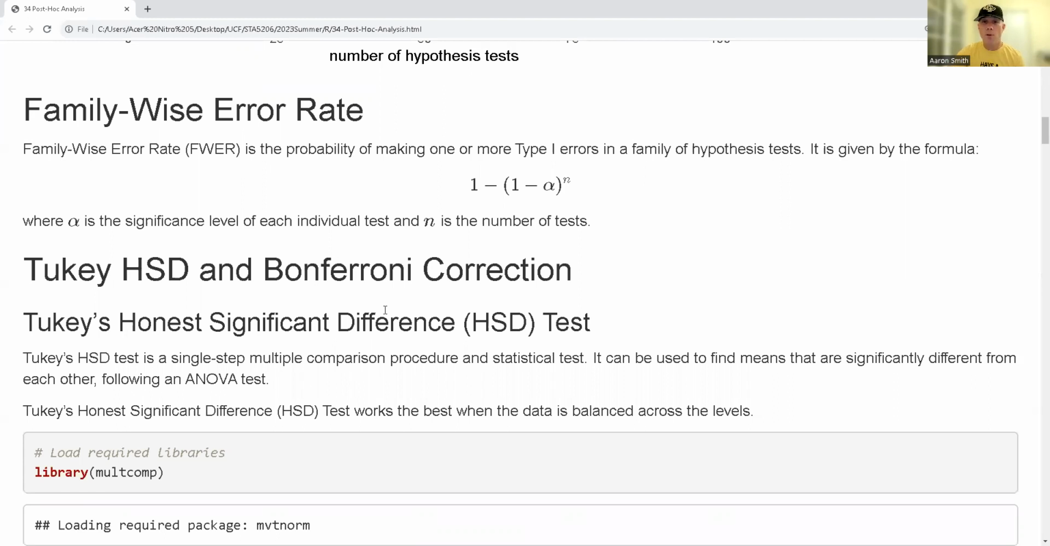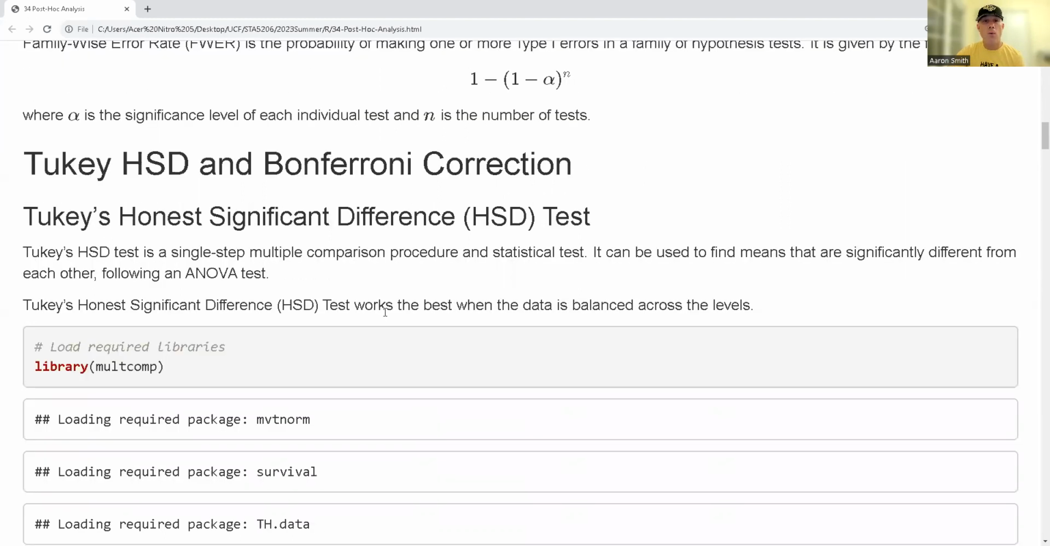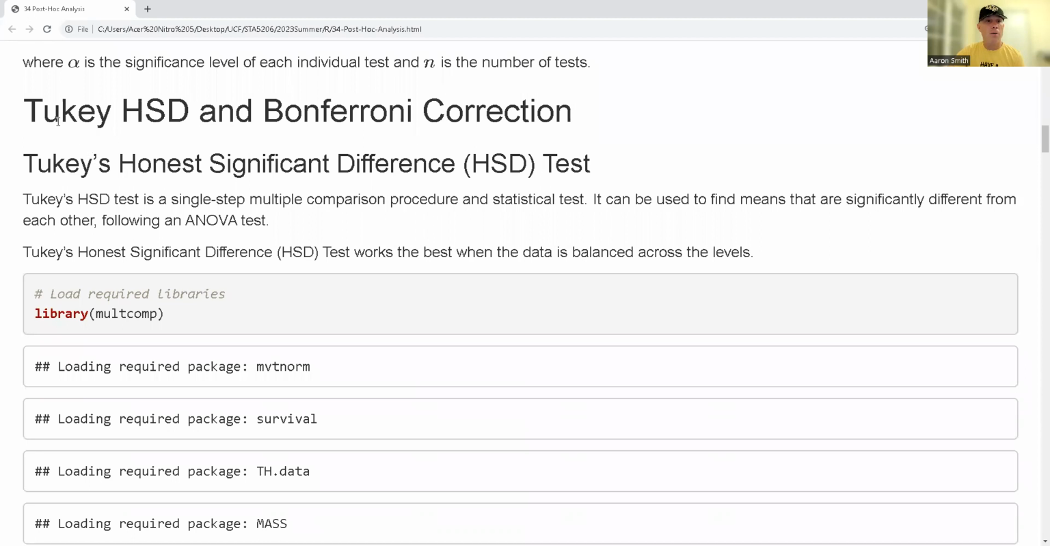All right, so we have a couple of different corrections. The two that are most common are Tukey's honest significant difference and Bonferroni correction. All right, so Tukey's honest significant difference test, also abbreviated HSD, is a single-step multiple comparison procedure and statistical test. It can be used to find means that are significantly different from each other following an ANOVA test. And so to run this, we're going to use the multcomp package in R.